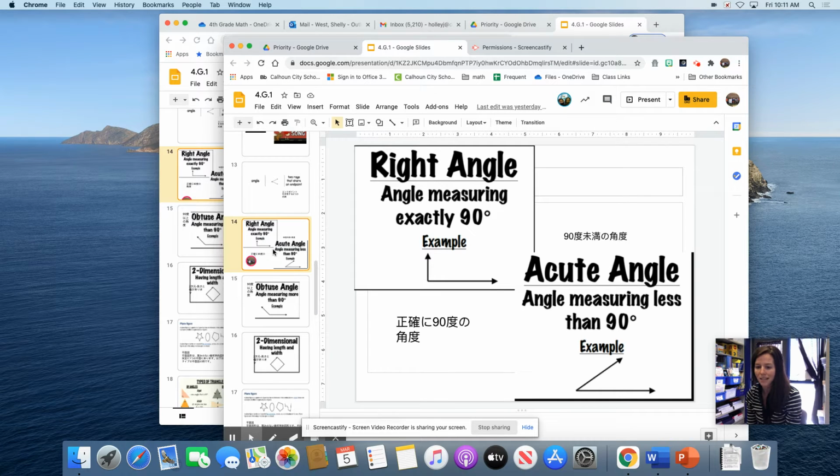So a right angle makes exactly 90 degrees. And when you are practicing at home, if you have any sheets of paper at all, the edge of it is 90 degrees. So I would encourage you to bring your paper up to your Chromebook or your computer and use that to help you. And then an acute angle is an angle that measures less than 90 degrees. So it's going to be less than that 90-degree angle. So right there is an example of an acute angle.